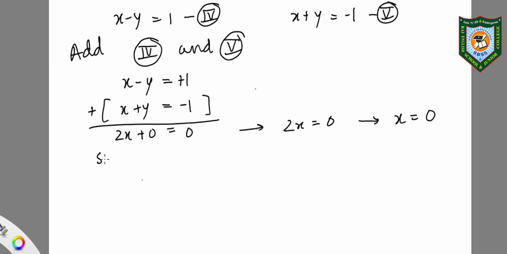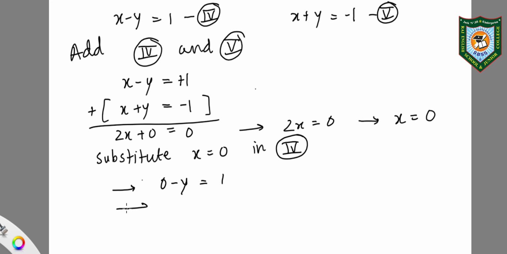Once I get this, I have to substitute x is equals to 0 in either 4 or 5. I cannot substitute x is equals to 0 in 1, 2 and 3 because 1, 2 and 3 had the values m and n. That would be much more tedious to do. So I'll just substitute x is equals to 0 in equation number 4. This gives me 0 minus y is equals to 1, which implies y is equals to minus 1. Therefore, my final solution comes as x comma y is equals to 0 comma minus 1.